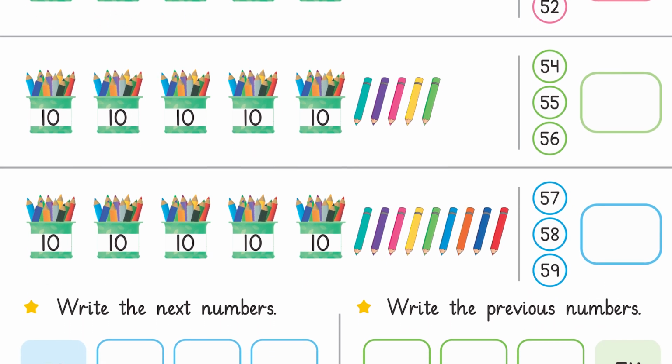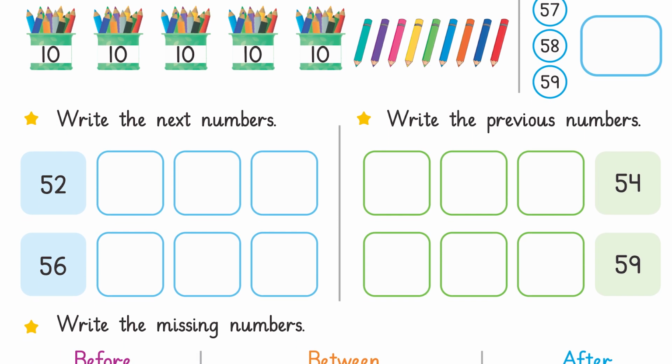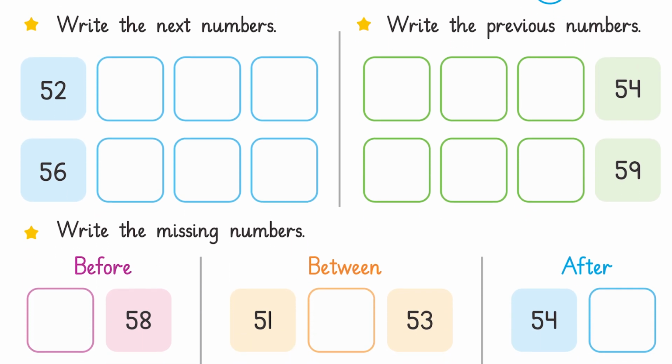You have to count them and then you just have to color the relevant number and write the numbers in these given boxes. The next question says, write the next numbers. Next numbers means what comes after. Yes, after 52, the next 3 numbers. If we have 52, what will come after that? 53, 54 and 55. You have to write the next 3 numbers.